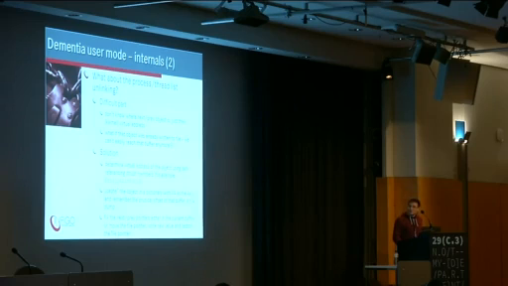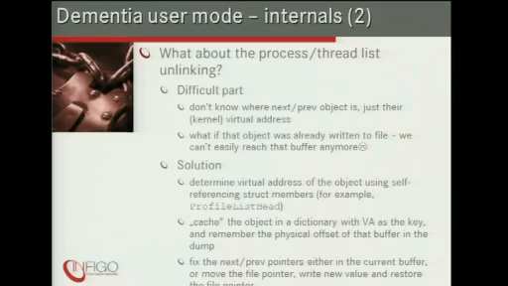My solution is the following. To determine the virtual address of an object, I use self-referencing members inside the EPROCESS block. For example, there are lots of lists inside the EPROCESS block that are rarely used, and if a list is empty, it points back to itself. So by subtracting the offset of the list from the value, you actually get the virtual address of your EPROCESS block. I do it also for the threads, and I don't need to do it for the connections.